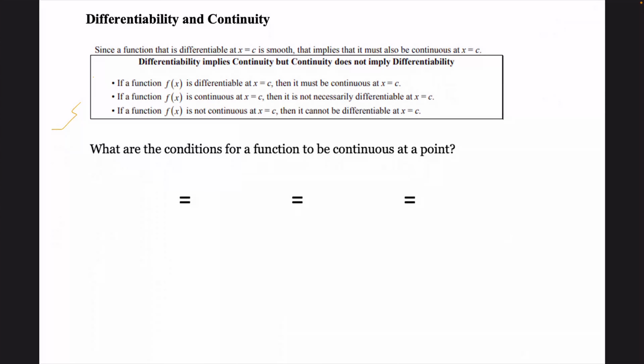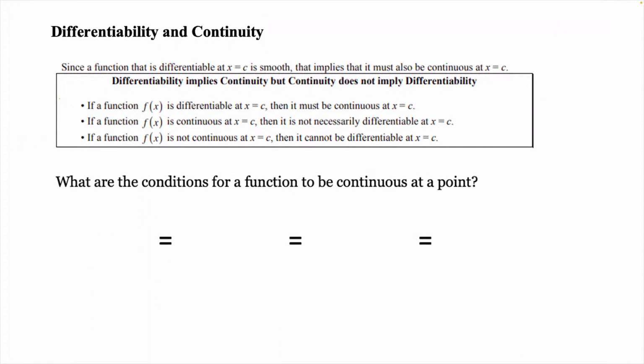Okay, so here's a quick little box explaining how differentiability and continuity are related. So differentiability implies continuity, but not vice versa. So what does that mean? That means if you know it's differentiable at a point, it has to be continuous as well. Because they're going to ask you to do both. They're going to ask you, is it continuous at this point? And is it differentiable at this point?